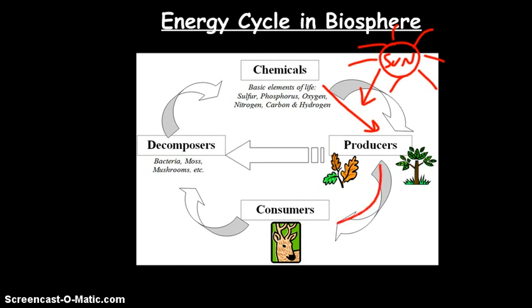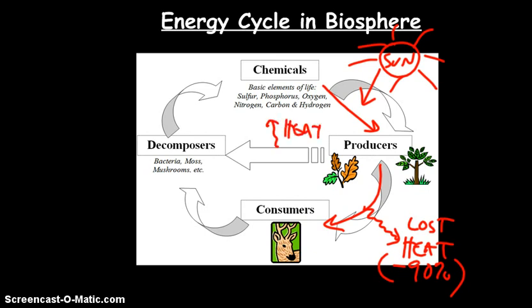And every time there's a transfer, some of the energy that's being acquired is lost as heat. So I'm going to put lost as heat. And quite honestly, we lose the majority of the energy in the transfer. We're going to call it 90% lost. Okay? So 10% really is transferred. And that's the way it is throughout our transactions and transfers of energy within our energy cycle. So as we see all this, we're going to lose heat here. We're going to lose heat here. We're going to lose heat here.